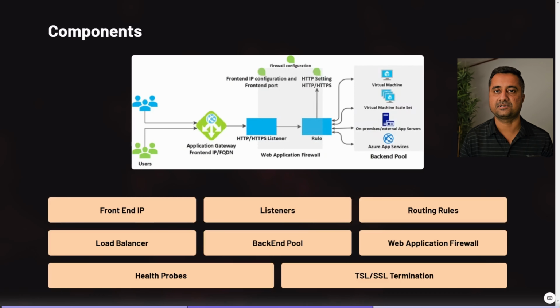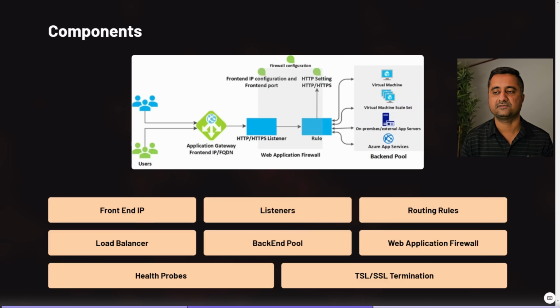Let's look into each component in detail. When you create a web application gateway, a front-end IP is created, so you use that IP to route your traffic for your website. If you have bala.1, then it's being pointed to the front-end IP.